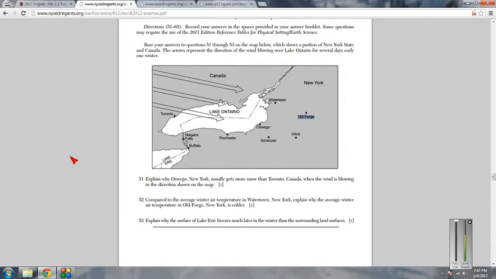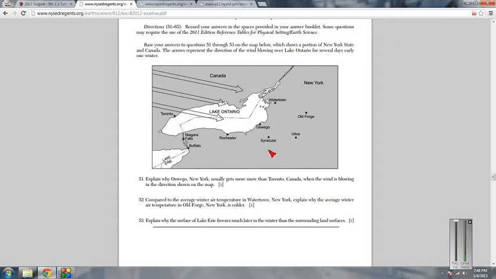And I'll show you exactly what the state is looking for, and I'll show you their answer key after we answer these. So, 51. Explain why Oswego, New York usually gets more snow than Toronto, Canada when the wind is blowing in the direction shown on the map. Well, if you look over here, Toronto is over here, and our friendly neighbor Canada, and Oswego is over here. And Oswego is very, very snowy. It gets a lot of snow due to a lake effect from Lake Ontario. So essentially what happens is that the wind blows across from Canada, across Lake Ontario, towards Oswego and Rochester and Syracuse, and all these areas get a lot of snow.